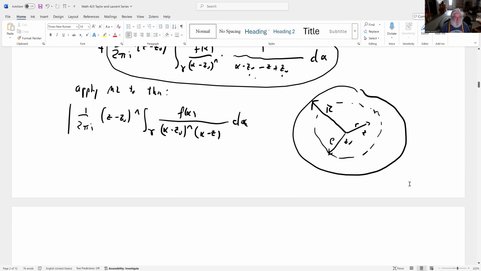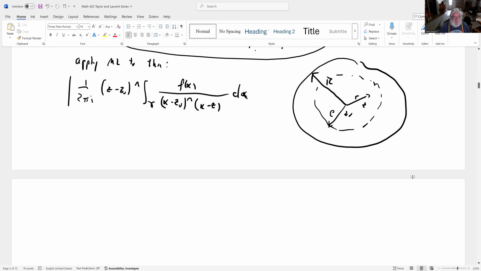So what do we know here? Well, we know that the modulus of z minus z0 is equal to r, but that's sort of the definition. We know alpha minus z0: alpha is some point on this circle, and that's a circle of radius rho. What we also know about alpha minus z is here and alpha is this. So the closest they can come together is rho minus r. So that has to be greater than or equal to rho minus r.